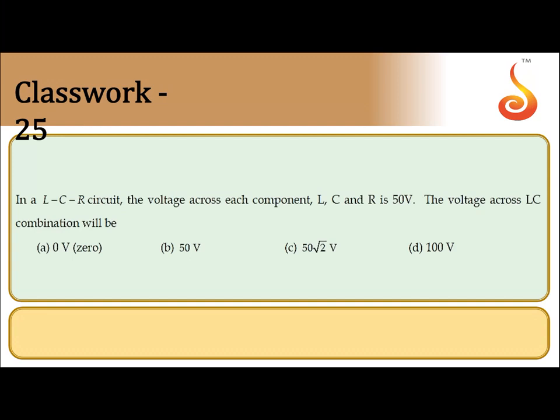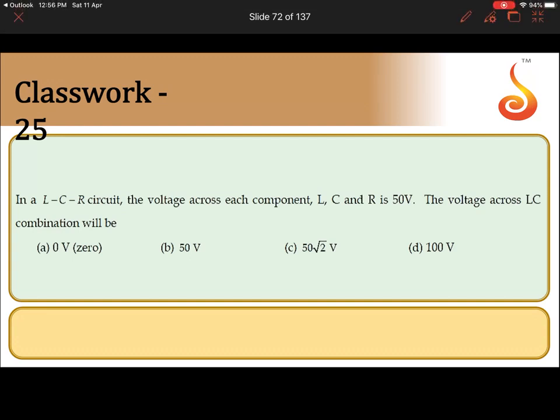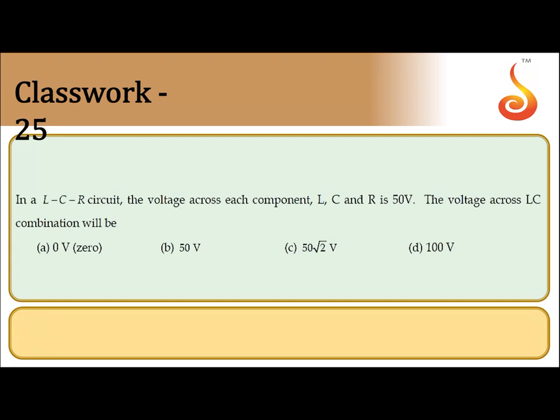In a LCR circuit, the voltage across each component L, C and R is 50 volt. The voltage across LC combination will be. Now notice one thing, voltage across L, C, R, all the three are 50. That means voltage across L, voltage across C are equal. That means VL is equal to VC. This implies the circuit is at resonance.